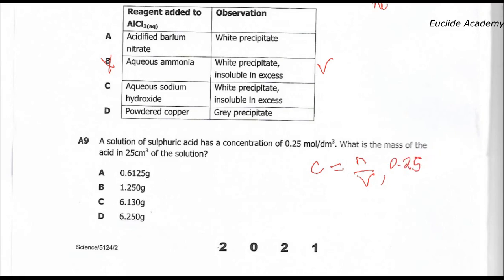And what is the mass of the acid in 25 centimeters cubed of the solution? So number of moles divided by the volume. We've been given the volume right here, but it is in centimeters cubed, and we want it in decimeters cubed because the concentration is in decimeters cubed. So we're going to divide the 25 centimeters by 1000, and that will give us 0.25.